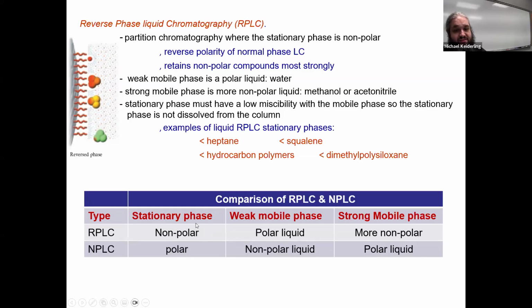So, comparison: the stationary phase for reverse phase liquid chromatography is nonpolar. The weak mobile phase is a polar liquid. The strong mobile phase is a more nonpolar liquid. And then for normal phase liquid chromatography, the stationary phase is polar. The weak mobile phase is a nonpolar liquid. The strong mobile phase is a polar liquid.